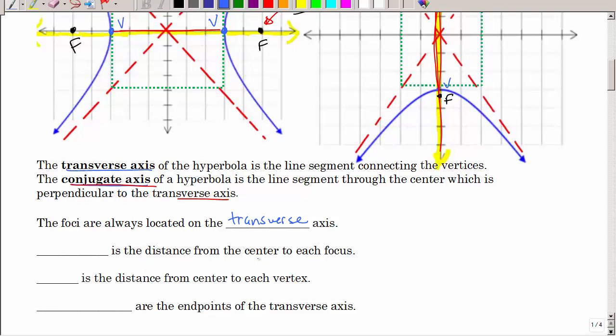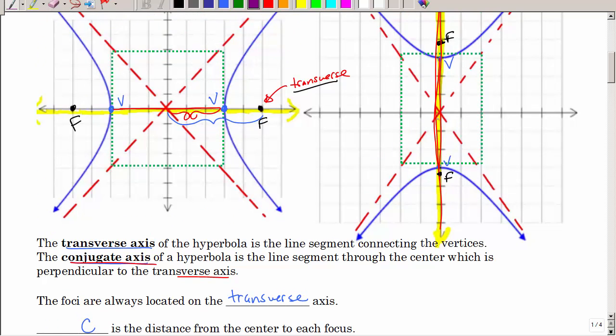What is the distance from the center to each focus? What was it on the ellipse? What letter did we apply? We used the letter C, and we're going to stay with that. What is the distance from the center to each vertex? Again, what did we use on the ellipse? We're going to stay with that, and that was the letter A. And what are the endpoints of the transverse axis? Those are called vertices.